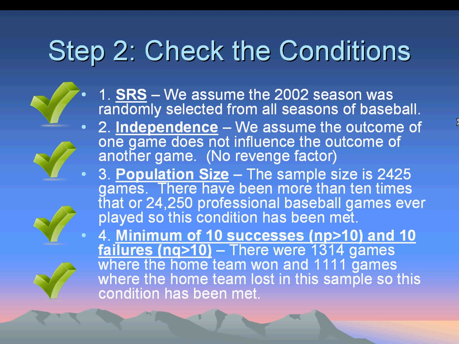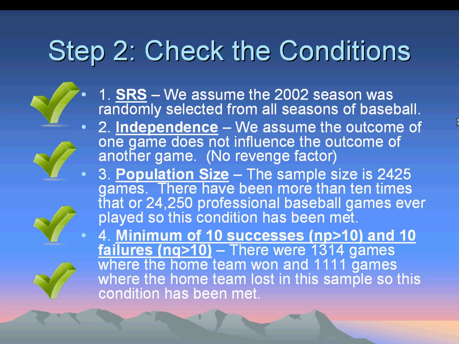Check the conditions. We need a simple random sample. We've got that. We're going to assume that this season, the 2002 season, was randomly selected from all the seasons in baseball, and there's no special reason it was chosen. Independence means the outcome of one game is not influencing the outcome of another game. There's no revenge factor considered here. We're assuming that it's completely independent.